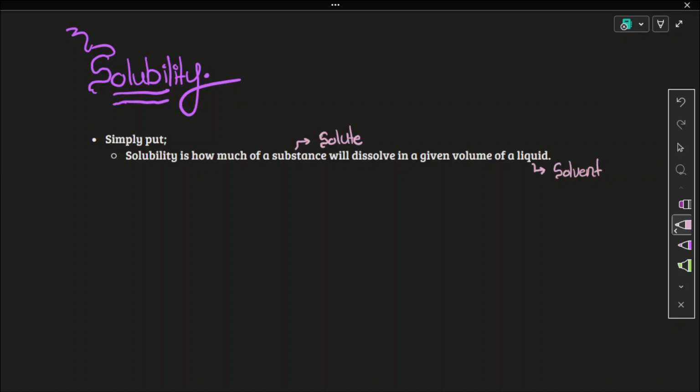Okay, just off the top of my head for a basic example. If you take sugar and water like we did before, we could simply say that in 100 milliliters of water, 20 grams of sugar will dissolve. Okay, don't worry about this. I'll explain this further as we go along.